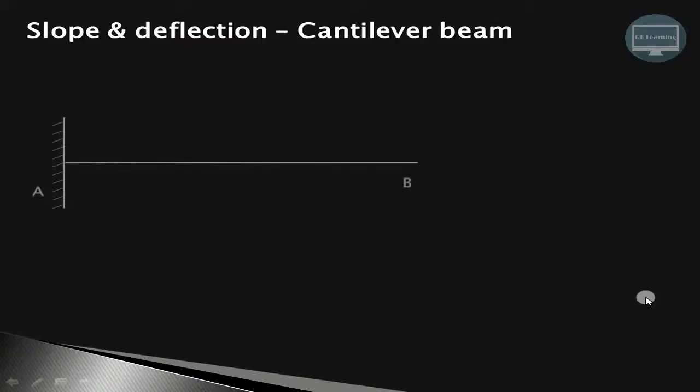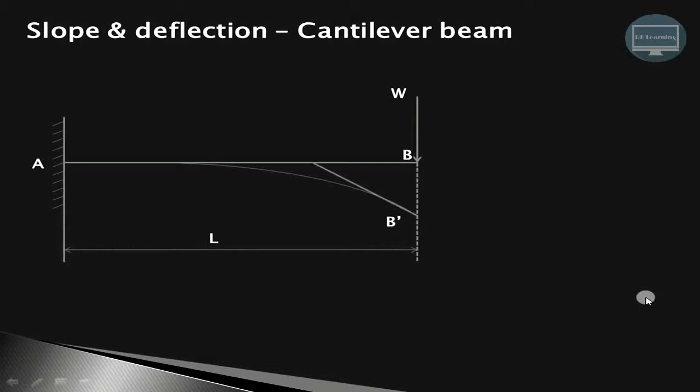So as shown over here, we have the cantilever beam subjected to the point load at the free end. Because of this particular load W, there is a deflection of the beam. This is the fixed end of the cantilever beam and this is the free end. From point B dash we have drawn this tangent, and this tangent is making an angle of theta. This is nothing but the slope, and the distance B dash is nothing but the deflection of the beam.